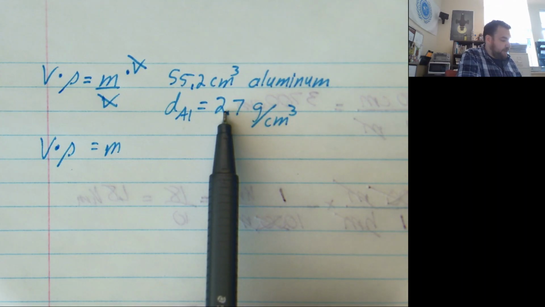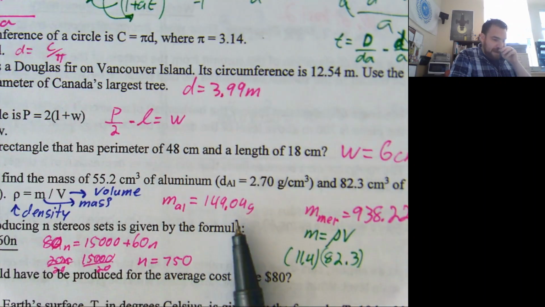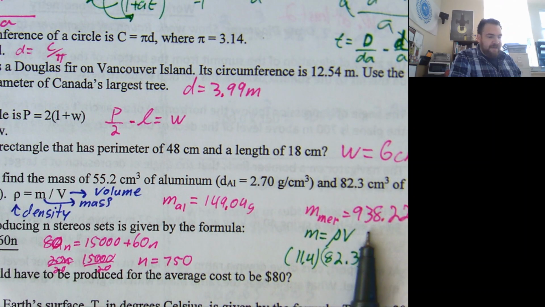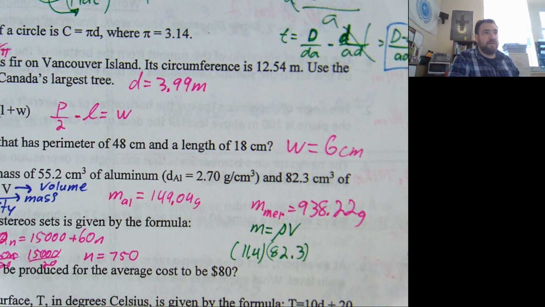If you do that, you should get that aluminum has a mass of 149.04, and the mercury one should be 938.22 grams. Does that make sense, or do you want me to do something different and slower?